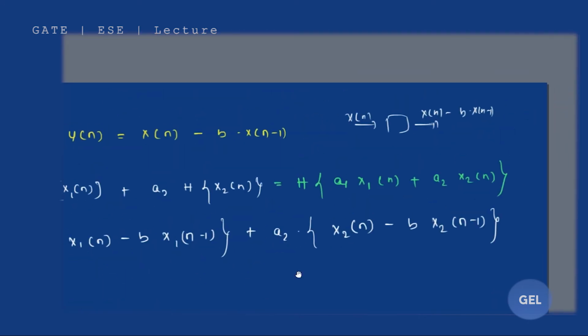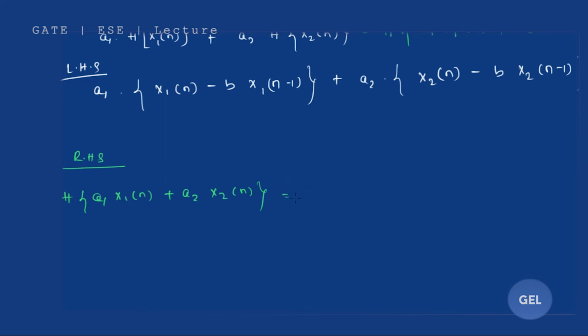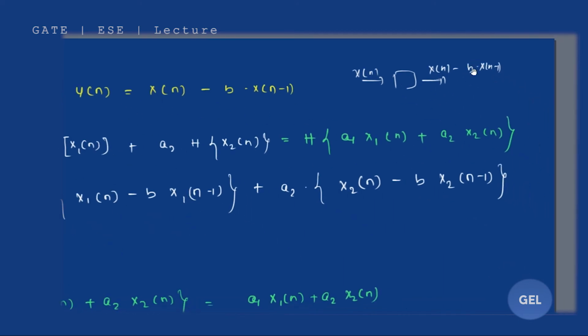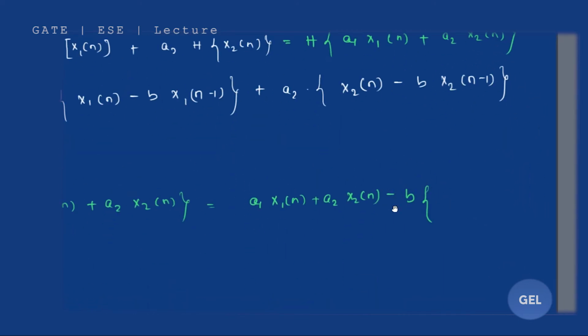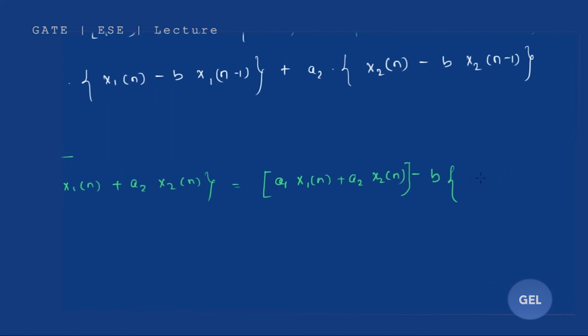Now if you give x of n, you are getting this value, and if you give this much input, you'll be getting an output as a1 x1 of n plus a2 x2 of n, the whole input, minus b into the whole input, really sorry, this whole input which is shifted by n minus 1, that is a1 x1 of n minus 1 plus a2 x2 of n minus 1. Clear this concept?